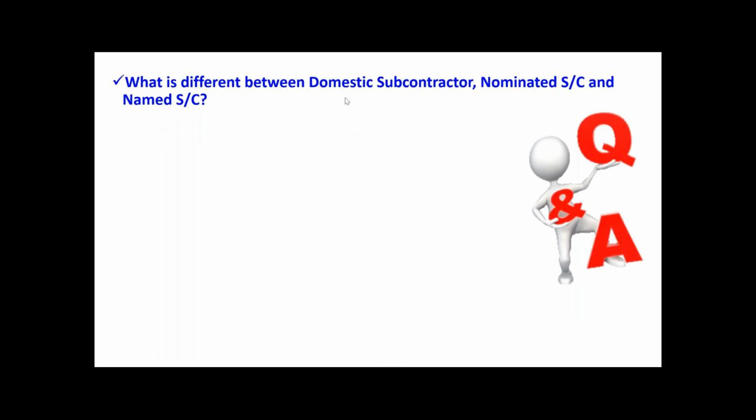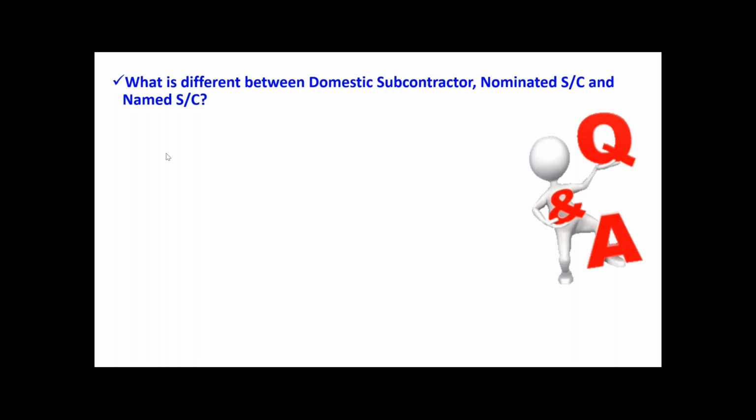Domestic subcontractor mean this is a subcontractor introduced by the main contractor, his own subcontractor. That subcontractor brought by the main contractor, that is called domestic. Nominated subcontractor mean the subcontractor introduced by the client or client agent, mean the consultant. So that is nominated. So nominated by the client or client team. He is not brought by the main contractor. He is brought by the employer.